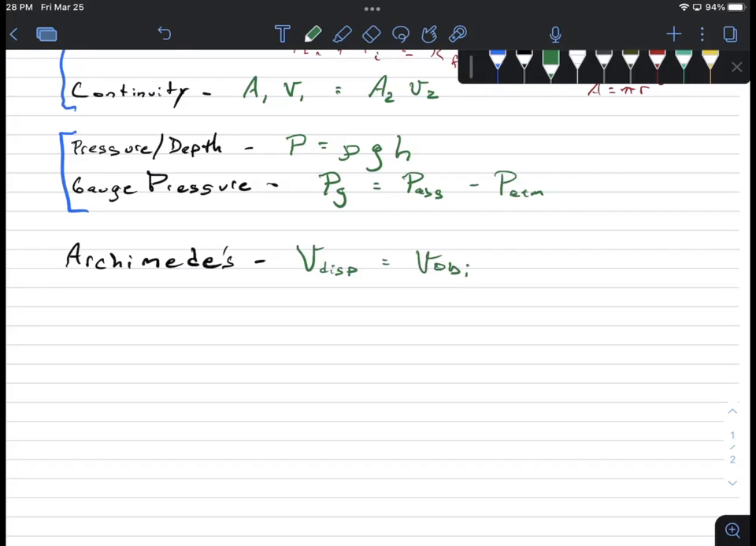You place an object in a fluid, the fluid level rises. How much will it rise? Well, the volume that it rises is equal to the volume of the object you placed in there. The bigger the object, the more it's going to move out of the way.